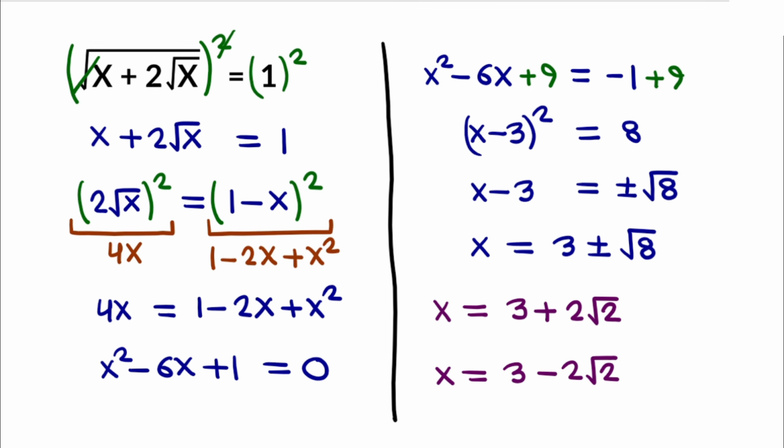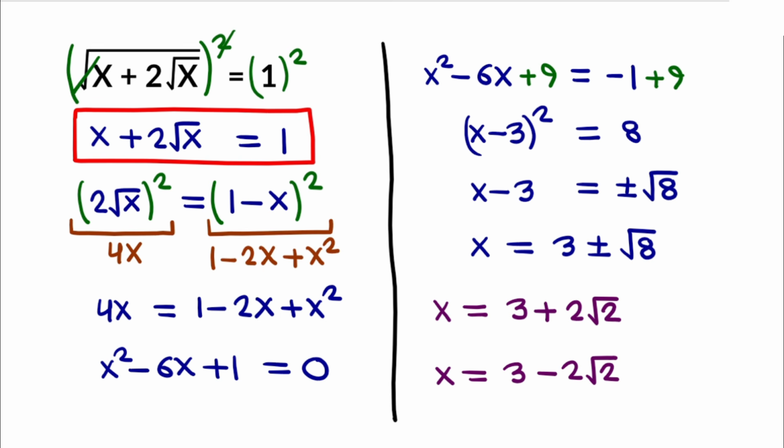But don't stop here. Whenever we square both sides of an equation, we might accidentally create an extra solution. So we must check which answers actually work. Remember this equation from earlier? x plus 2 times the square root of x equals 1.